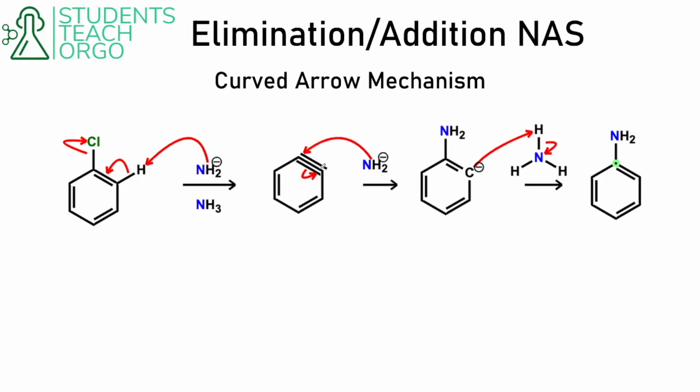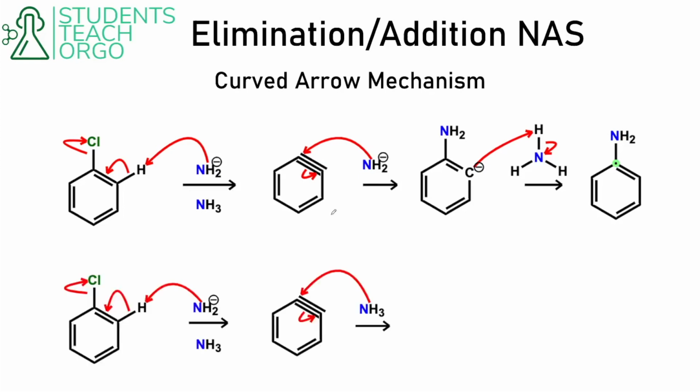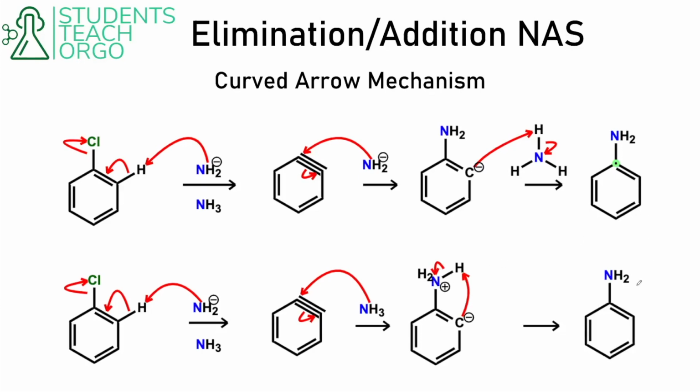Now, some students ask the question, and it's a very good question, well, why can't ammonia be the nucleophile that attacks the benzyne intermediate? And that's certainly the case. That can certainly happen. So I've just redrawn what I drew up here. But in this case, we have ammonia attacking the benzyne instead of NH2-. And if that happens, once ammonia attacks, it's going to take on that plus charge. That carbon will just pluck a hydrogen from it, and we get the same product.